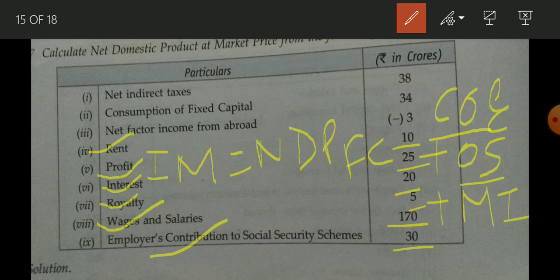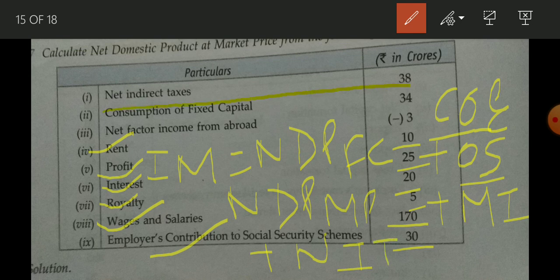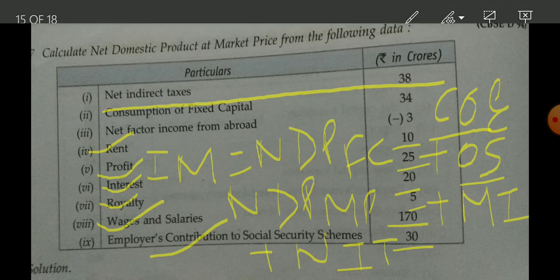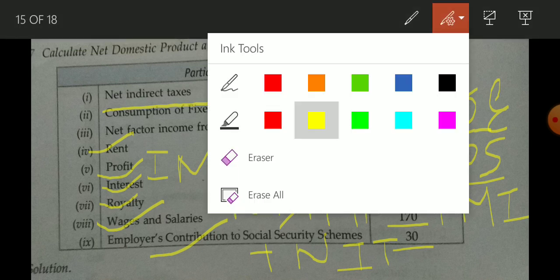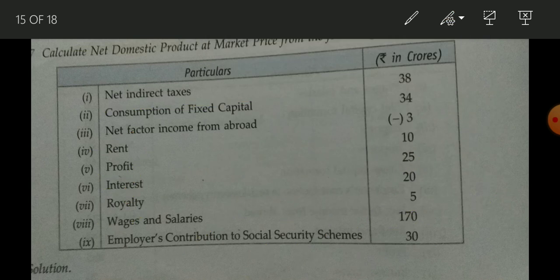For getting the value of NDP MP, what do we have to do? We have to add the value of NIT, and here you can see the value of NIT is given, that is 38. I think you have noted down the question. Okay student, take a screenshot, otherwise note down the question.